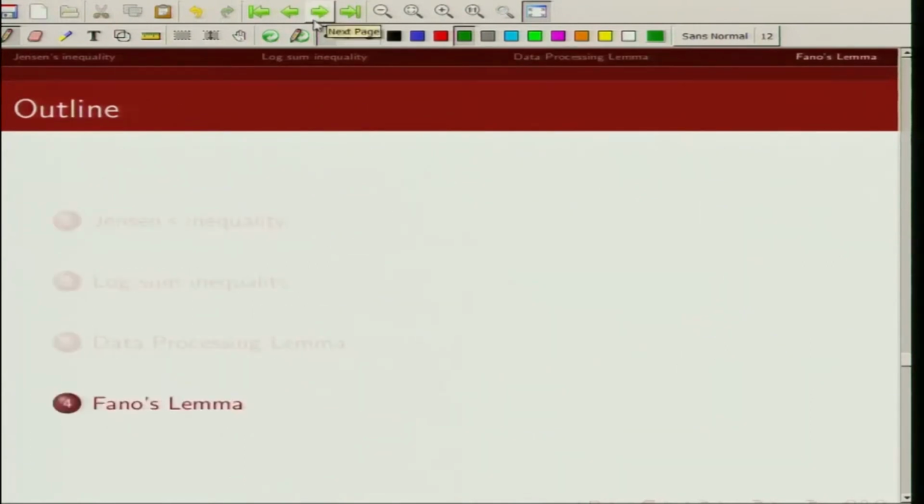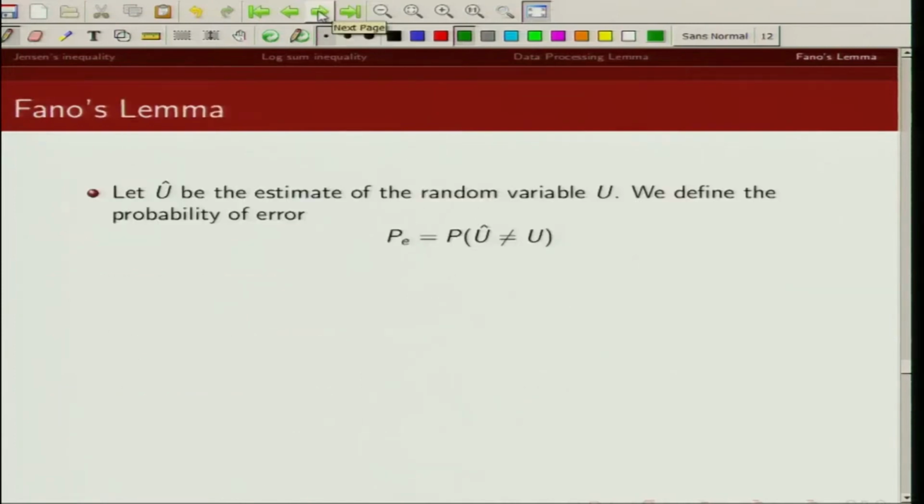Now finally we are going to state and prove what is known as Fano's lemma. So we have a random variable u, let us denote u hat as the estimate of this random variable u, and we define probability of error. So when does an error occur? An error occurs if our estimated bit is not the same as the transmitted bit. So if u hat is not the same as u, error happens, and probability of that will give you probability of error.